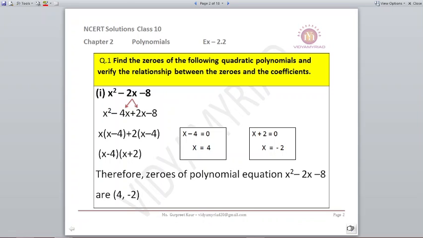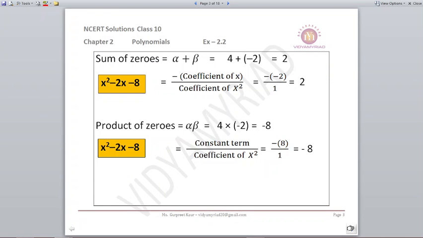Now to find the relationship between the zeros and the coefficients, the zeros will be alpha and beta. So alpha will be 4 and beta will be minus 2, and this will be represented in the form of sum of zeros and product of zeros. For this you need to remember these formulas. Sum of zeros means alpha plus beta. So alpha was 4, beta was minus 2, so 4 minus 2 is 2. If I have to represent it in terms of coefficients, it means minus coefficient of x divided by coefficient of x square. This is the formula of sum of zeros. You need to remember these formulas in order to verify the relationship.